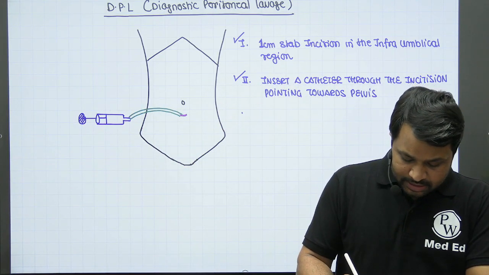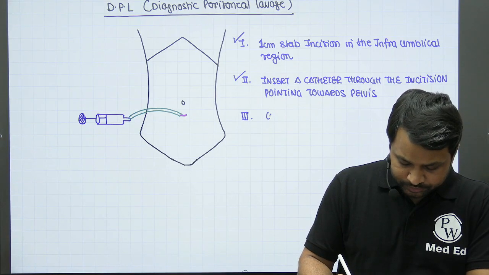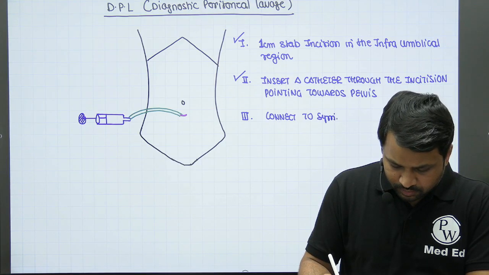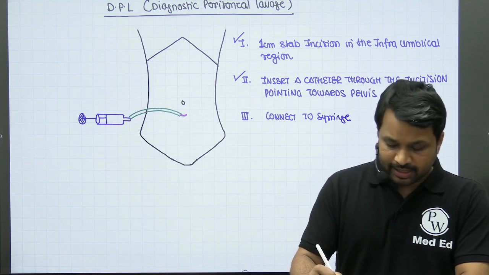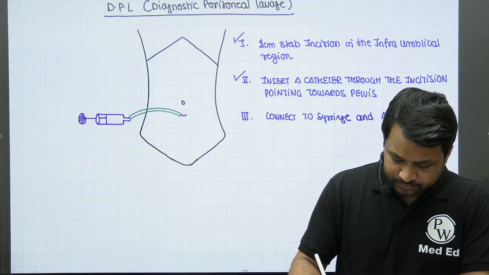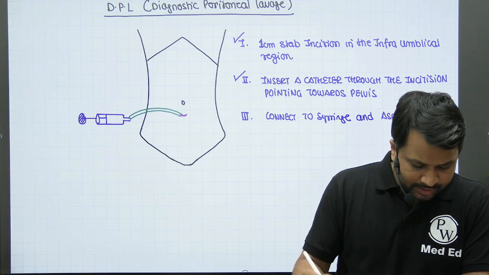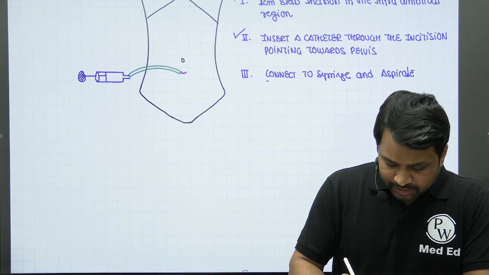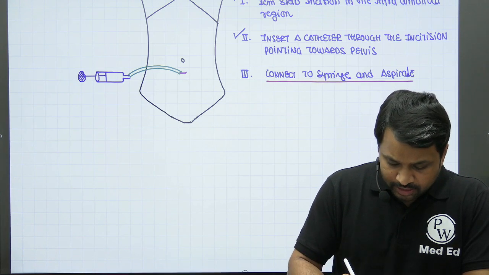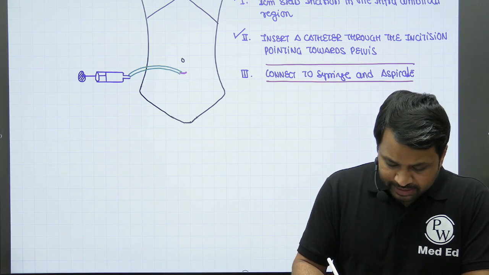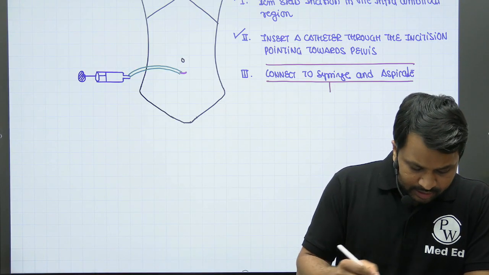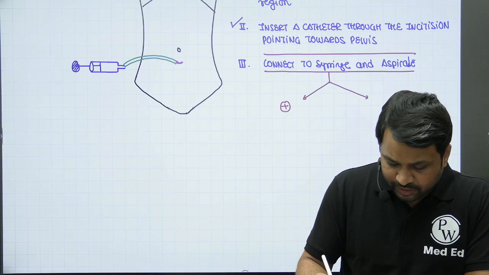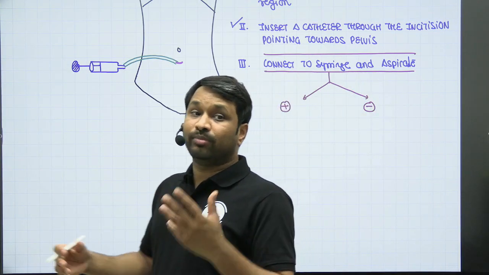Step number 3 is connect to a syringe and aspirate. Now, you can have two things. As soon as you've connected this to a syringe and you aspirate, there'll be positive for aspirate and there'll be negative for aspirate. That means when you pull, you might see something, you might not see something.